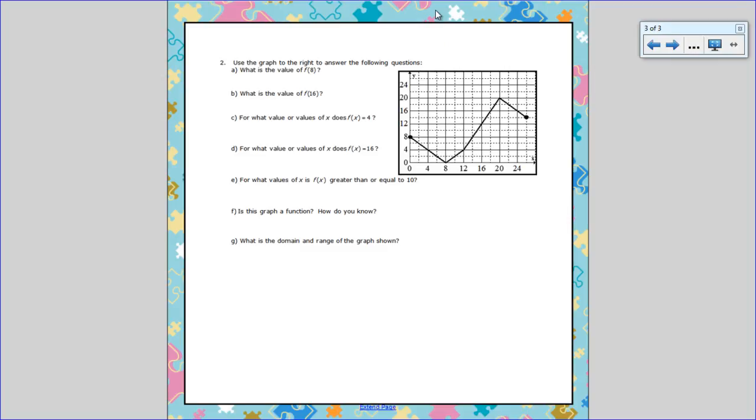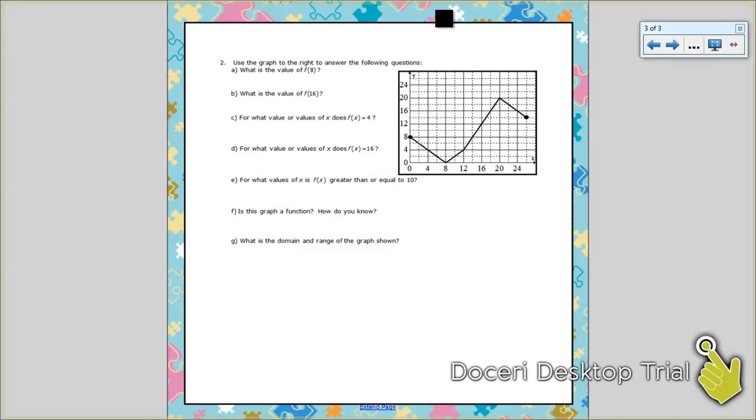This is the same kind of problem, but now you have a graph instead of actually being given the function. You just have a picture of it. So the first thing it asks for, part A, is what is the value of f of 8? Well, what we have done is taken f of x and replaced the x with an 8. So they're saying when x equals 8 on your graph, what does y equal? Well, there's that point right there, y equals 0. So f of 8 is equal to 0.